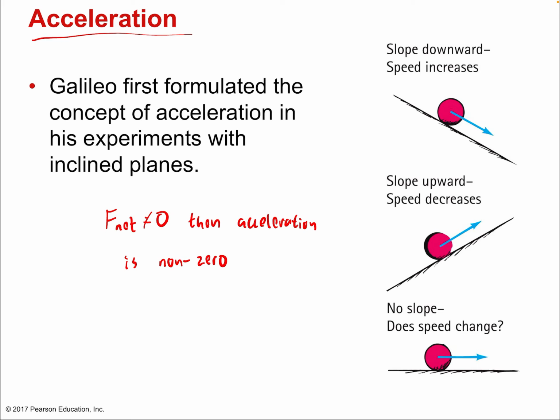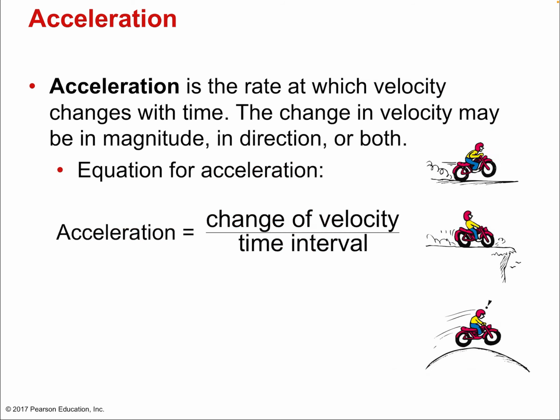Okay? So Galileo first formulated the concept of acceleration in his experiments with inclined planes. He found that when the plane is sloped downwards, speed increases. Common sense, isn't it? When it's sloped upward, the speed decreases. And when there's no slope, then the speed only changes because of friction. And if there's very little friction, then it doesn't appreciably change. You can't measure the change, it just coasts along. Acceleration was that quantity of the change. It's the rate at which velocity changes with time.